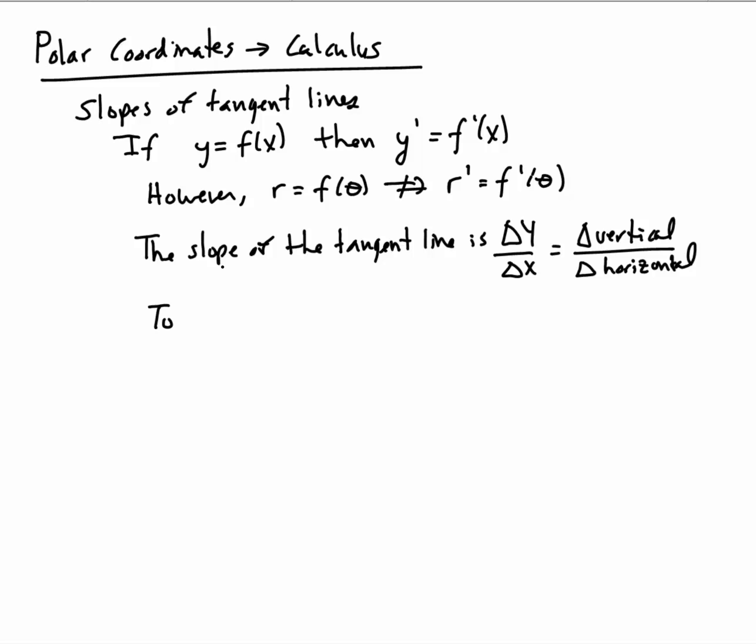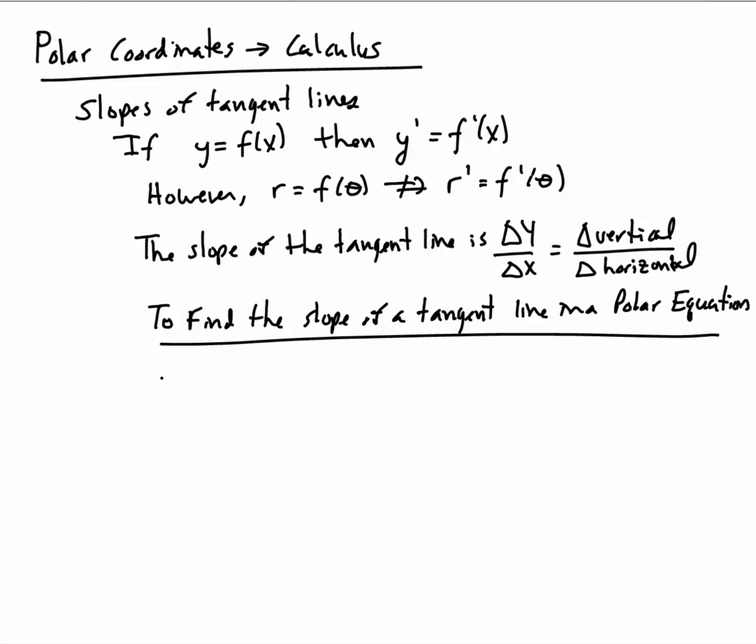To find the slope of the tangent line in a polar equation, we have to go back and work with parametric equations basically. So the first step would be to rewrite r equal f of theta, which is my polar equation, in parametric form.